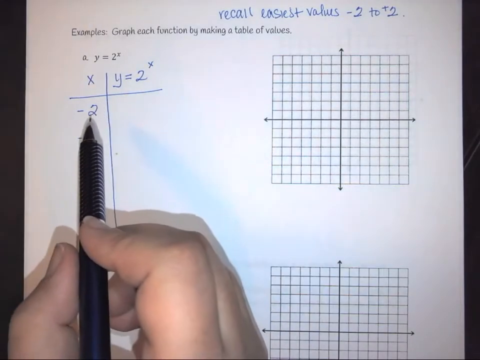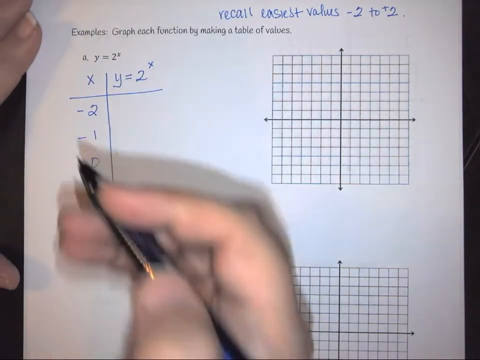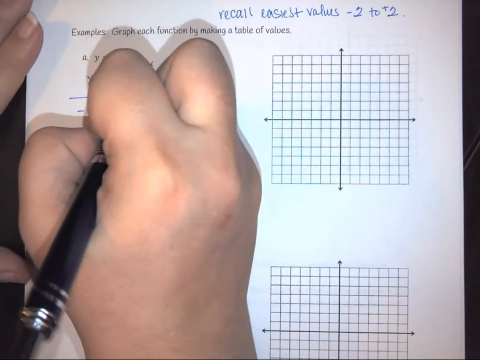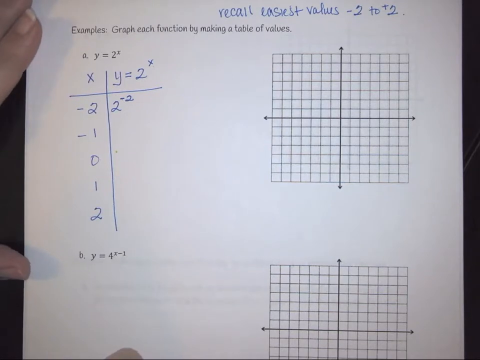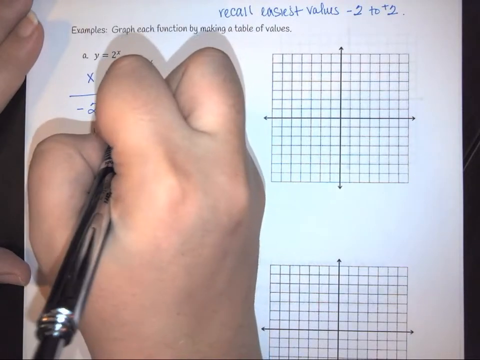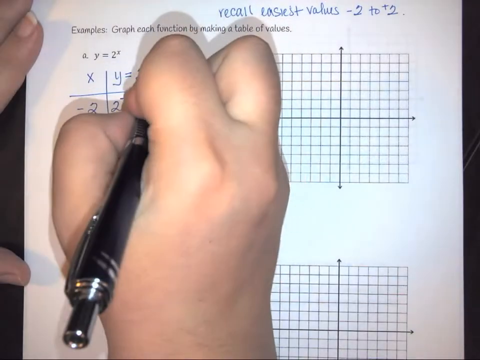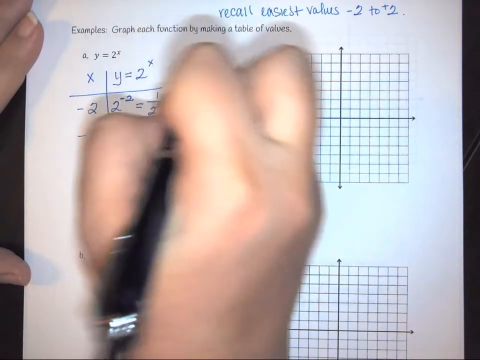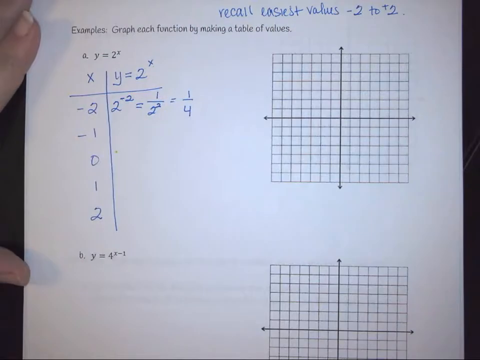Well, again, when we're looking at these, we have to plug the x value in. So here, this becomes 2 to the negative 2. And then of course you could use your calculator, or you could remember your exponent rules say if you have a negative power, you flip it down to the bottom. So this becomes 1 over 2 squared, which is the same as 1 over 4.